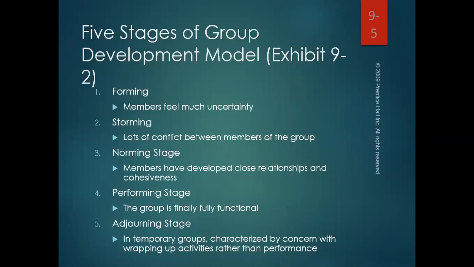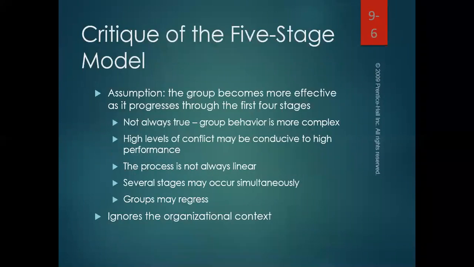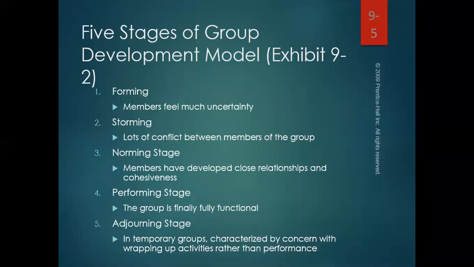Then further, these are some of the critiques of the five-stage assumption that a group becomes more effective as it progresses through the first four stages. Not always true. Group behavior is more complex. You cannot predict group behavior. You cannot say anything certain about group behavior. There are lots of conflicts, which may be conducive to high performance. This might be the case that groups move back.